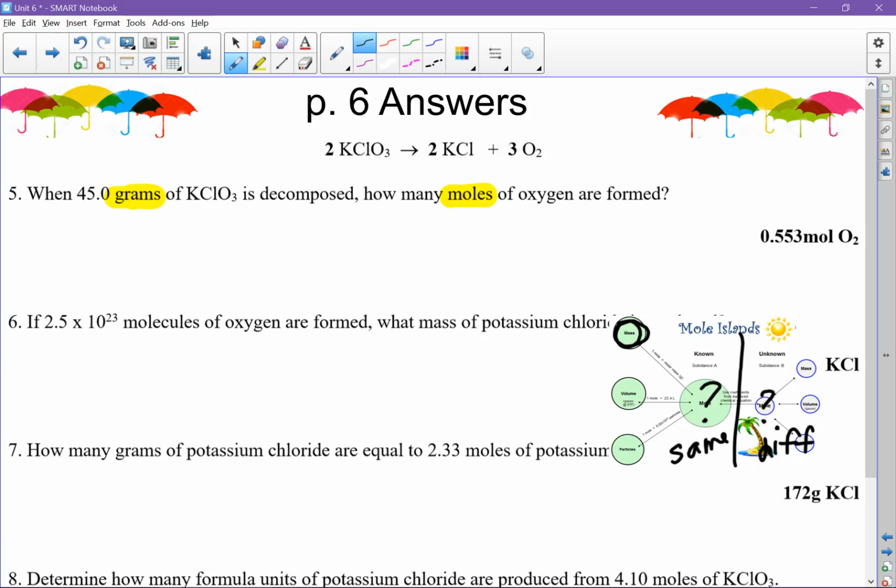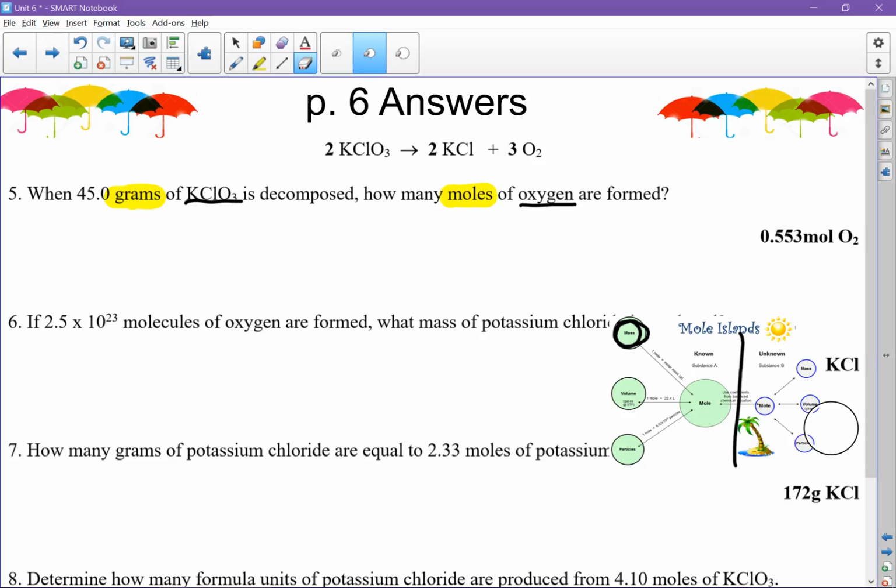So let's look at what we have. We have grams of KClO3 and moles of oxygen. Those are different chemicals. What that means is I cannot stay on the same side. I have to go over where it's different, so I'm going to go over here to this mole. That takes 2 steps.